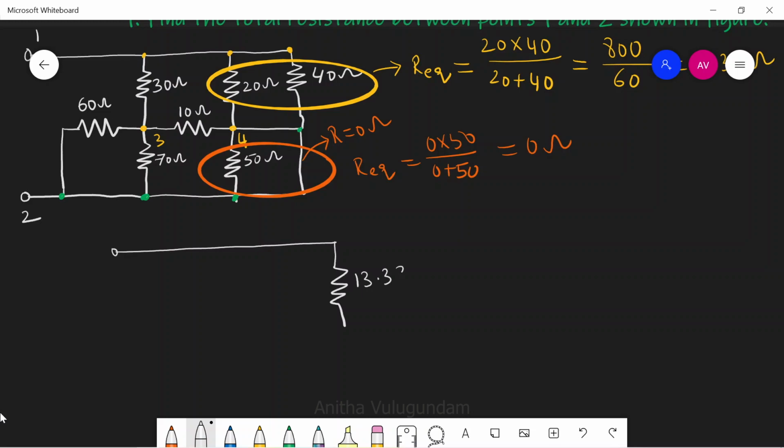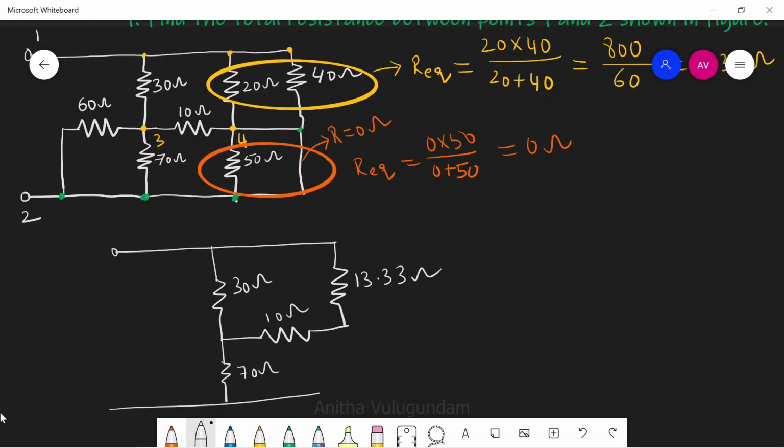This is 13.33 ohm. This is 30 ohm. This is 10 ohm. 70 ohm. And we have one more resistor, 60 ohm. This is 1. This is 2. This is node point 3.